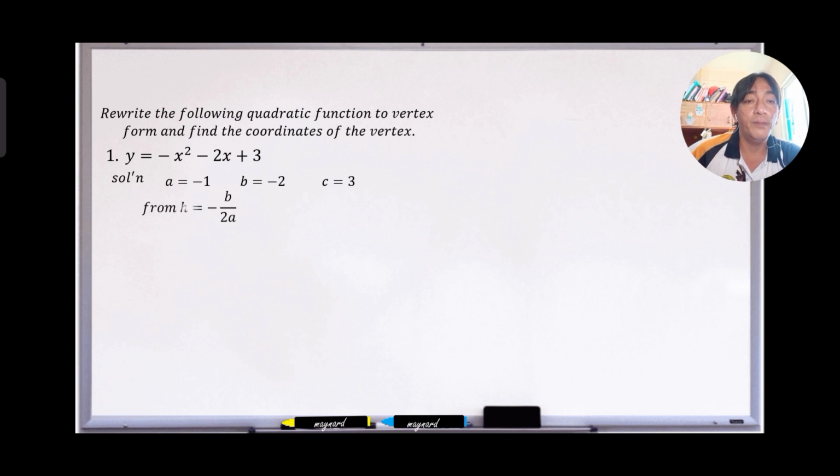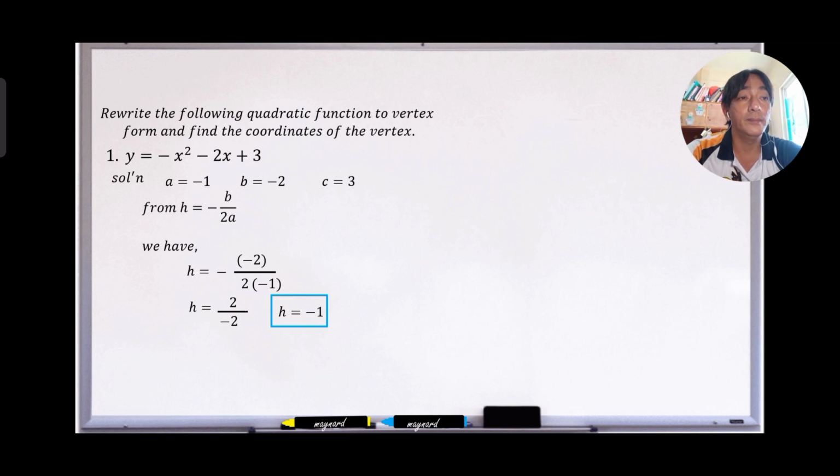So, we have the formula h is equal to negative b over 2a. Substitute lang natin. We have now h is equal to negative, ang b natin is negative 2. Then, we have 2 times a, which is negative 1. So, simplify mo. We have now, multiply mo yung negative outside, tsaka yung negative 2 sa numerator. We have 2. Okay, assume mo lagi na yung negative outside is negative 1. And then, sa denominator naman, we have negative 2. So, ang value ng h natin will be negative 1. Okay? So, sana nakakasunod tayo, na?